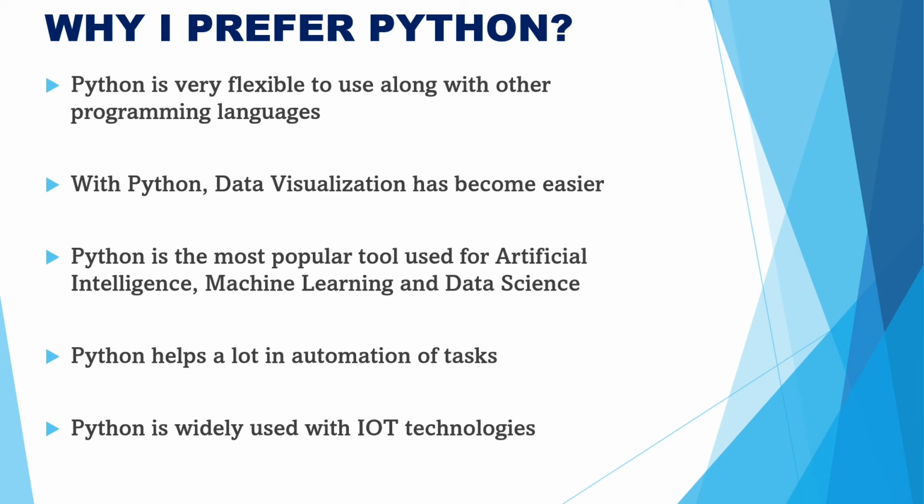With Python, data visualization has become easier. Python is the most popular tool used for machine learning, artificial intelligence, and data science. Python helps a lot in automation of tasks with its tools and modules. Python is widely used with IoT technologies. So as of now, we had a brief discussion about the differences between Python and Java. Overall, we know that Python is very easy to learn and use.